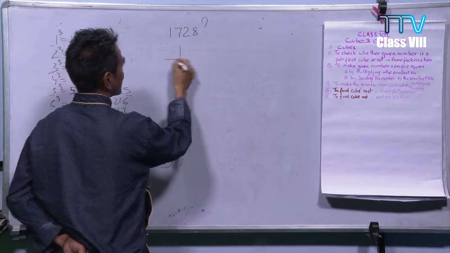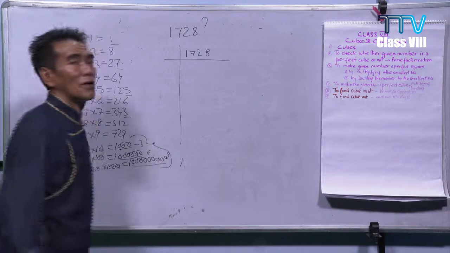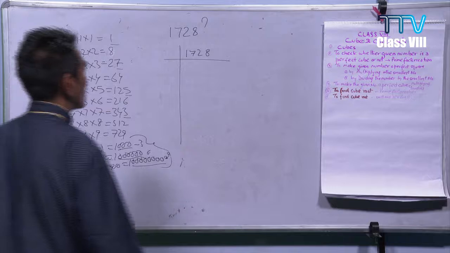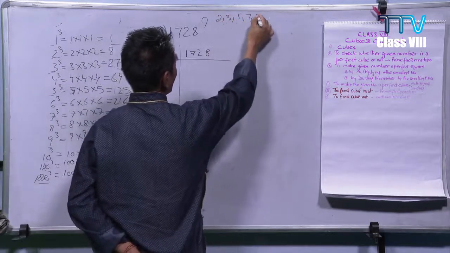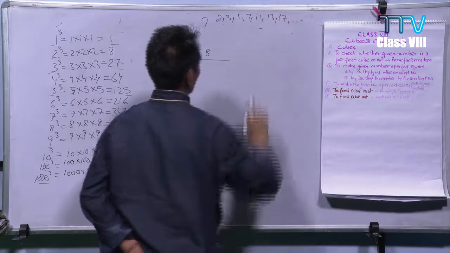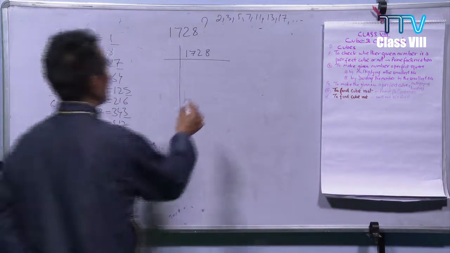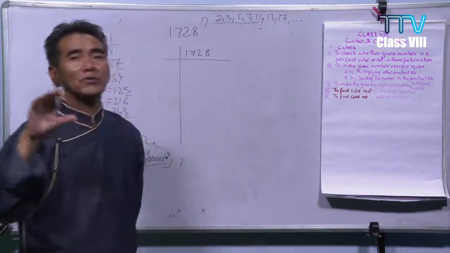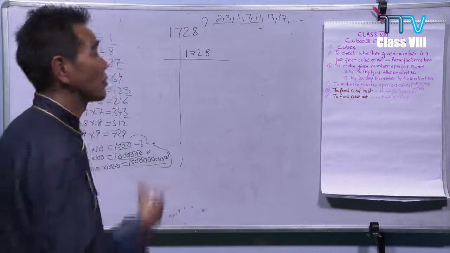Okay, for 1728, the first step is to check the prime numbers. The first prime numbers are 2, 3, 5, 7, 11, the next is 13, the next 17. Check whether the given number is a cube of a prime number.